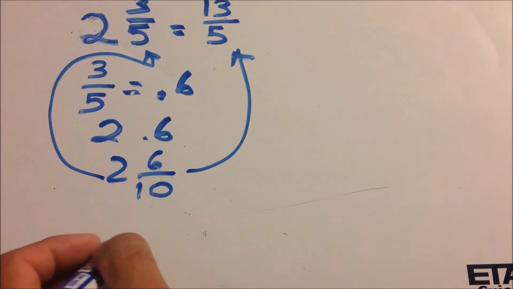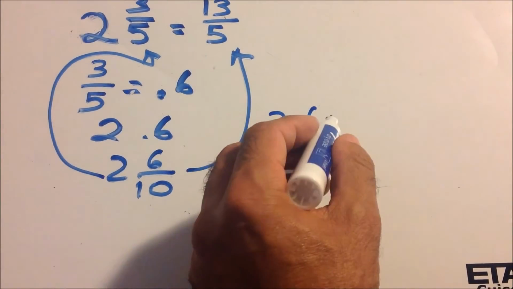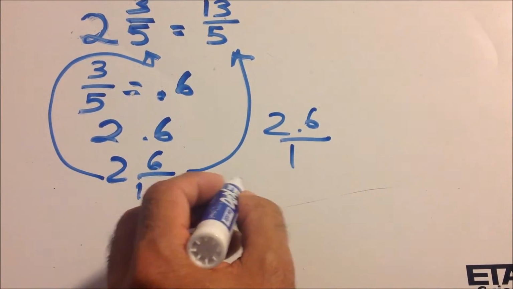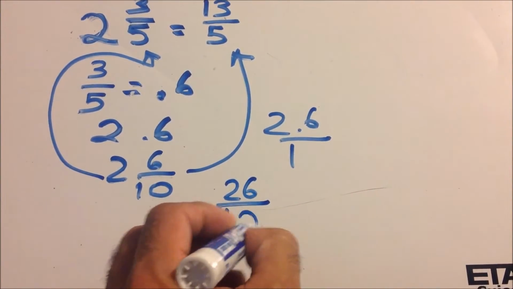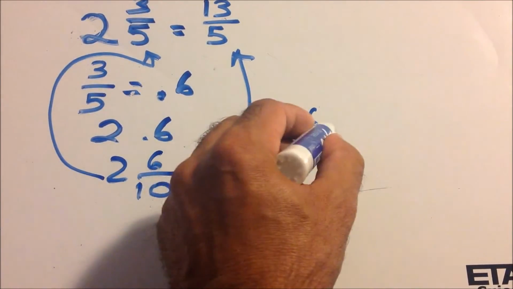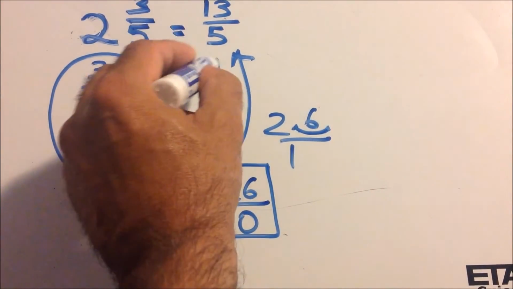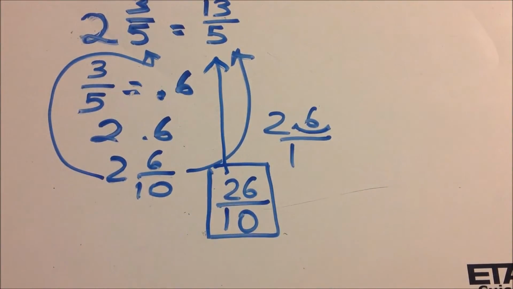Now we could have got the GCF if we had 2.6 over 1. We know we moved it once, move that once, and we have 26 over 10. We just moved it once. Move this once, move that once, we have 26 over 10, which is equivalent to 13/5 of all these arrows.